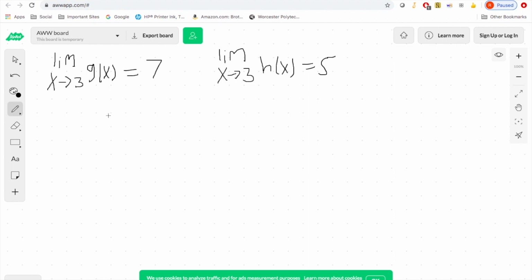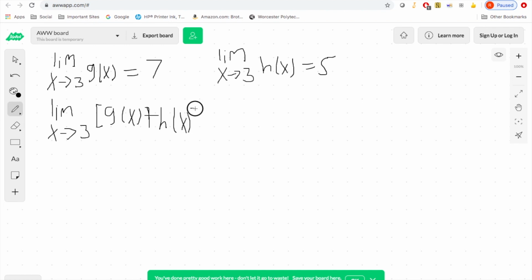Let's start out with an addition property. Say that we want to find the limit as x approaches 3 of g of x plus h of x. My bad, turn that into a plus sign. You might already be able to interpret what's going to happen here. If not, that's totally okay.